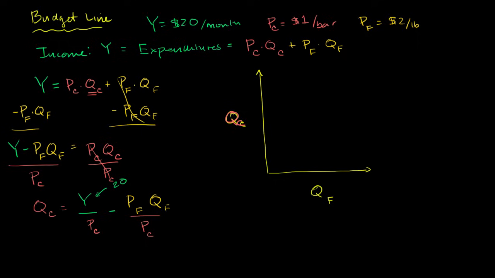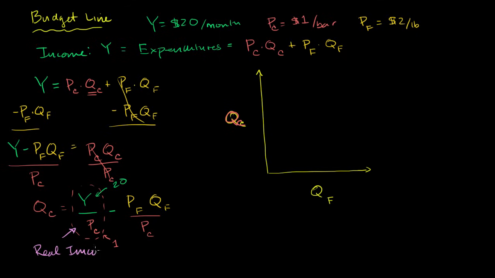The price of chocolate is equal to 1. And so this term right over here, $20 per month divided by $1 per bar, would give you 20 bars per month if you work out the units. So this term just simplifies to 20. And this is actually an interesting term. Your income in dollars divided by the price of an actual good or service, you can view this term as your real income.